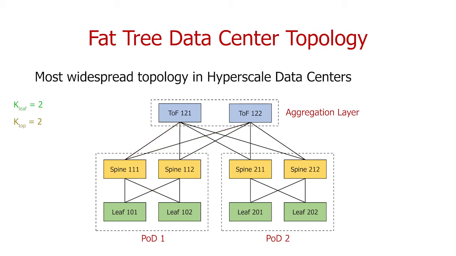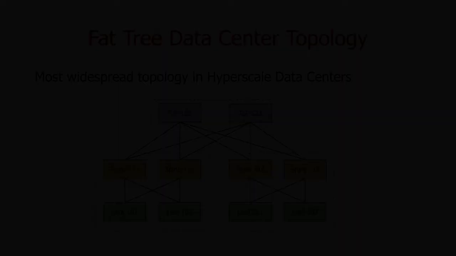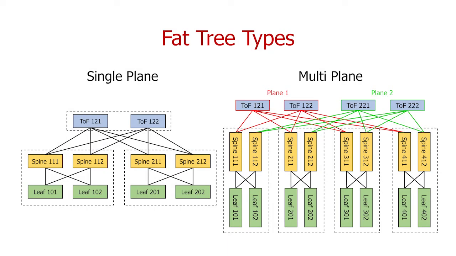The aggregation layer is composed by top-of-fabric switches, in short TOF, that provide inter-pod communication. A TOF is connected to at least one spine per pod. The number of links between a TOF and the top spine of a pod is called redundancy factor, denoted with R. This parameter divides the FAT-tree into types, single plane and multiplane. In single plane, each TOF is connected to all the top spines of each pod, while in multiplane, TOFs are partitioned into several sets called planes, reducing their redundancy factor in order to increase the maximum number of supported pods. This leads to a trade-off between redundancy and the number of supported servers.